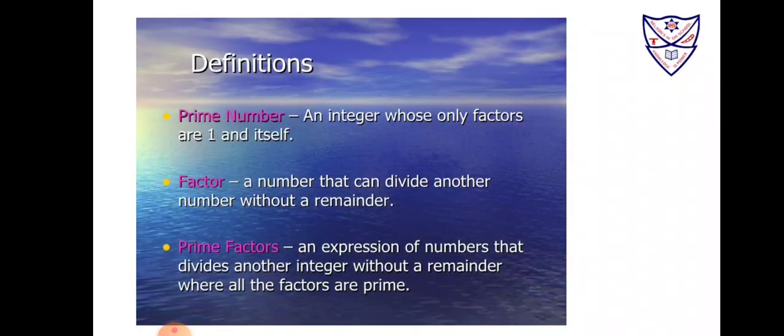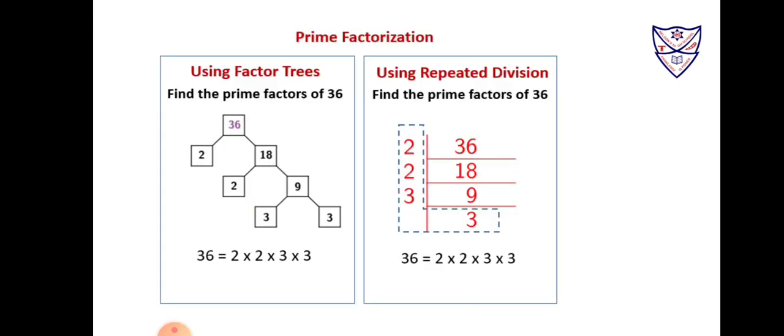Now let us define prime numbers, factors and prime factors. A prime number is an integer whose only factors are 1 and itself. A factor is a number that can divide another number without a remainder. Prime factors means what? An expression of numbers that divide another integer without a remainder, where all the factors are prime. Let us understand the prime factors method to find prime factorizations. There are two methods of prime factorization: using factor trees and using repeated division.